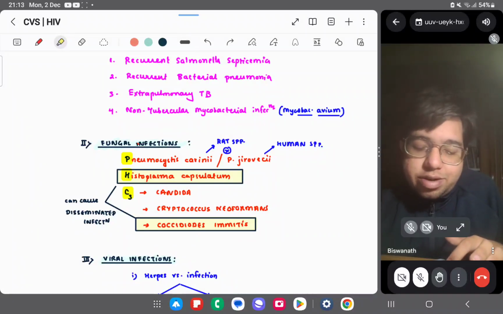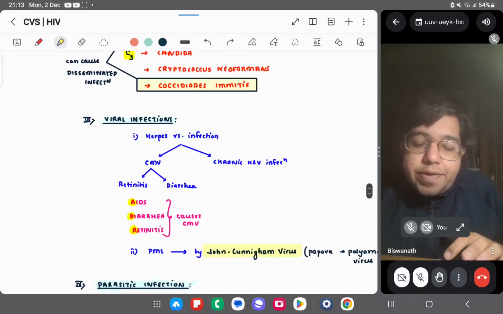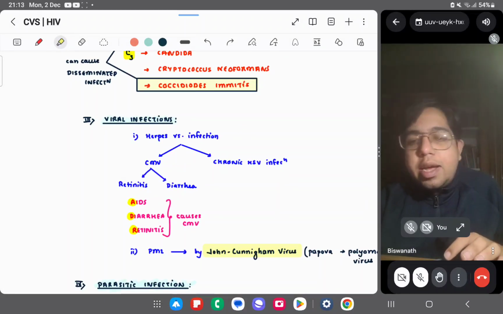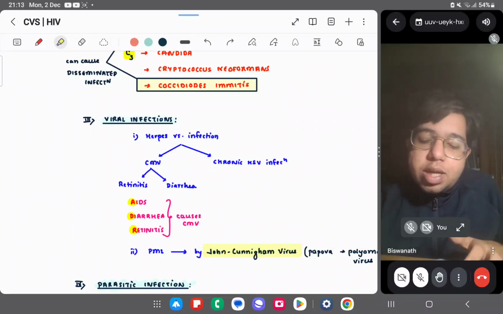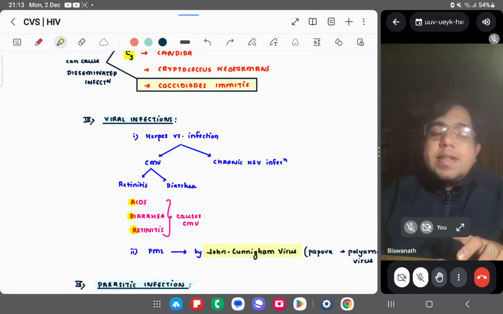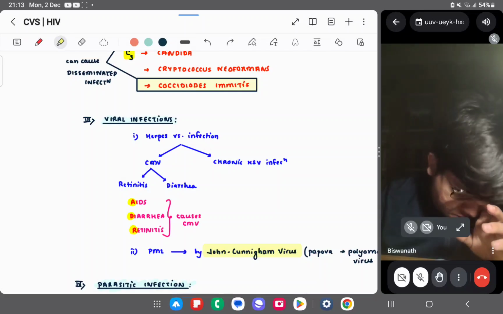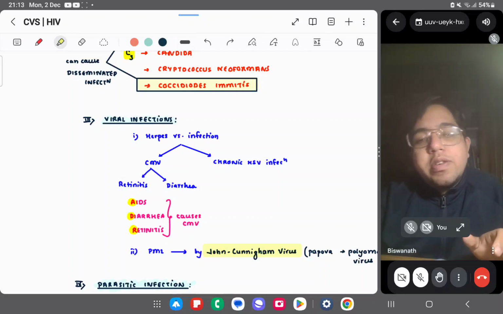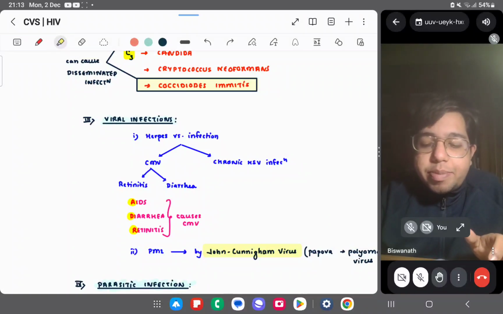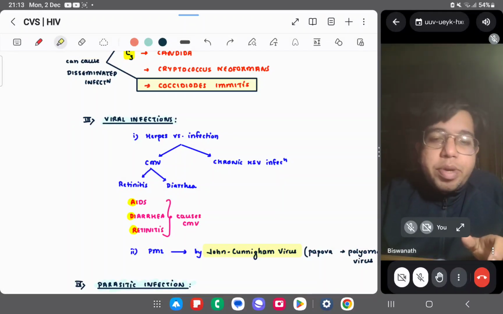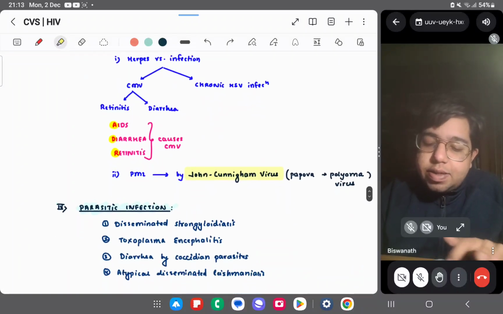Microbiology. Just read. Viral infections like herpes virus infection. You can have infection by cytomegalovirus and chronic herpes simplex virus. Then you can have CMV retinitis. In CMV retinitis, the important feature is the owl's eye appearance. You must have read it in pathology. Owl's eye appearance and CMV diarrhea. Cytomegalovirus also causes diarrhea, and in AIDS, diarrhea and retinitis.